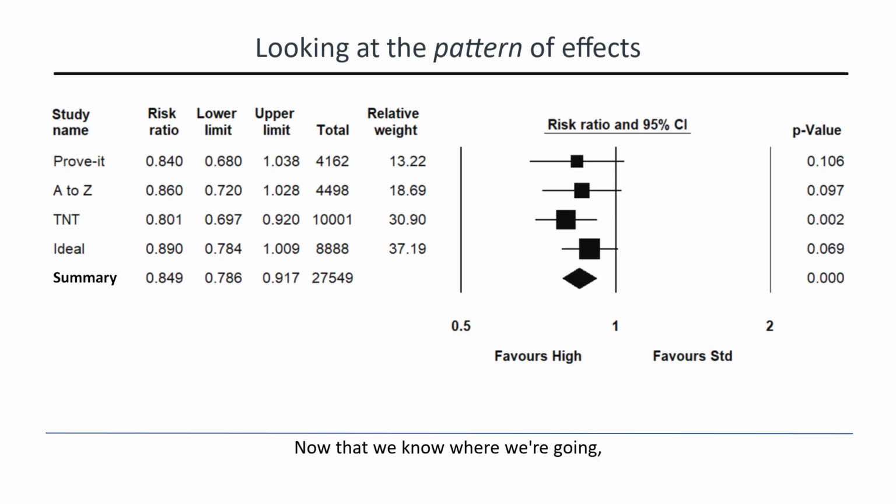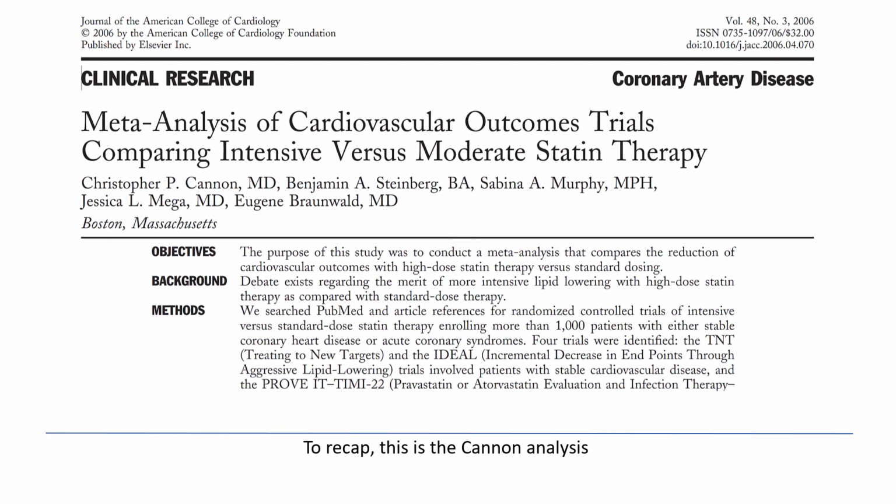Now that we know where we're going, let's return to the start and actually run the analysis. To recap, this is the Cannon analysis that compared a high dose of statins versus a standard dose of statins. Each study is a randomized controlled trial where patients were randomized to either treatment. The researchers kept track of the number of patients in each group who suffered a cardiovascular event.